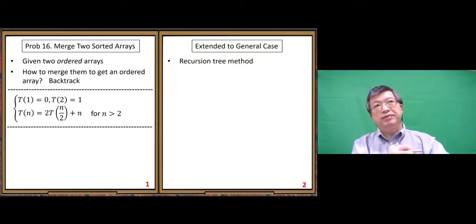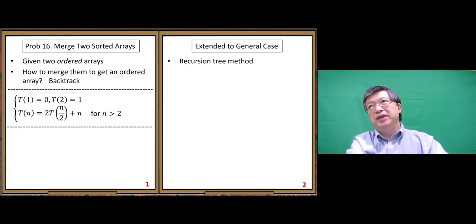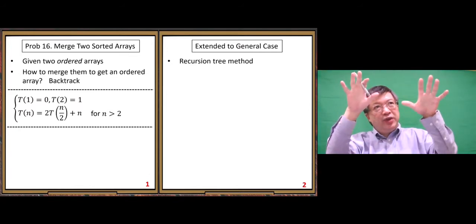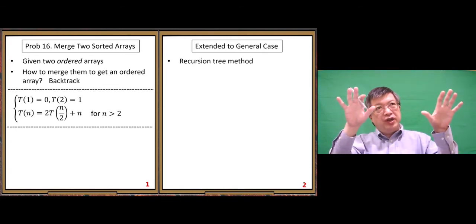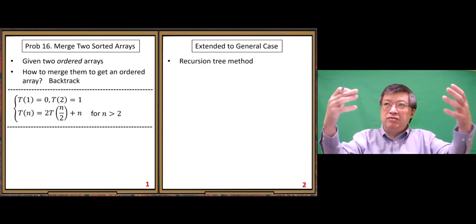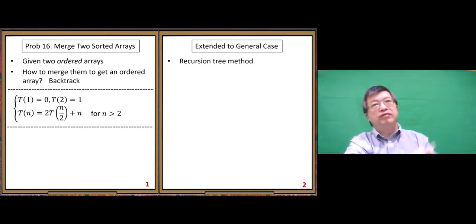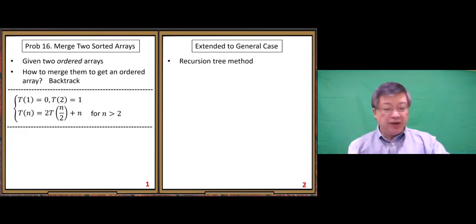The recursion tree method is a simple, effective estimation method. We do not need to do a lot of math. Using that tree, we can get a structure. After we understand the structure, we can estimate the total cost, solving the problem with a very good approximation. So let's do it.